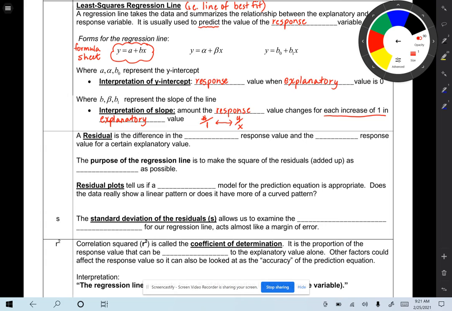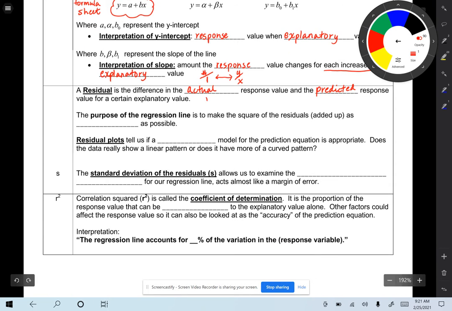And we talked about residuals. A residual is the difference in the actual response value and the predicted response value for a certain explanatory variable. The way that students remember how to calculate a residual, and this is super important, is just think of AP. It's actual minus the predicted. So if you remember AP, which you should, it's A minus P. So the residual in variable form is equal to actual, y, minus predicted, y hat. It's been a while since we've done this, but good review.